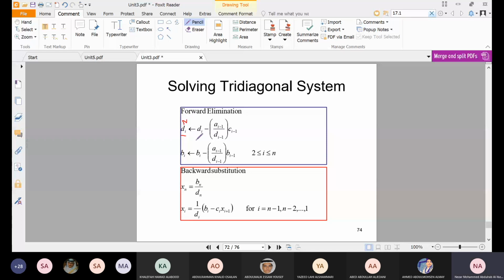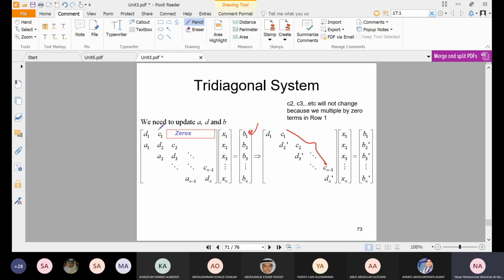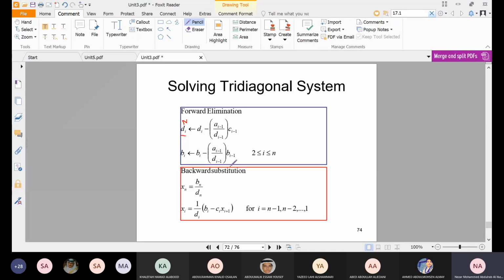It's equal to a_i minus a_(i-1) over d_(i-1) multiplied by c_(i-1). That means we want to pick the values of C's, D's, and A's, and put them in order. Usually we put them in vector form. After that, we do this because we are updating only the coefficients in D's and B's.